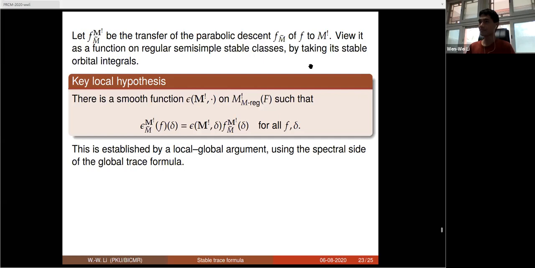So, the key local hypothesis says, once you do this, then you can express the transfer of epsilon in terms of the transfer of F. These two are actually the same thing, but up to a coefficient, epsilon M-shrink delta, the coefficient here. And then we want to prove the coefficient is zero.